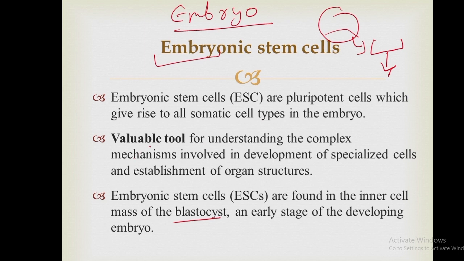ESCs are very valuable tools for understanding the complex mechanisms involved in the development of specialized cells, and the establishment of organ structures can also be achieved using ESCs. ESCs are pluripotent cells which can give rise to any type of somatic cell types, and these are naturally present in the embryo. We are just isolating those cells from the embryo and culturing them in a cell culture medium, by which the stem cells can be generated.